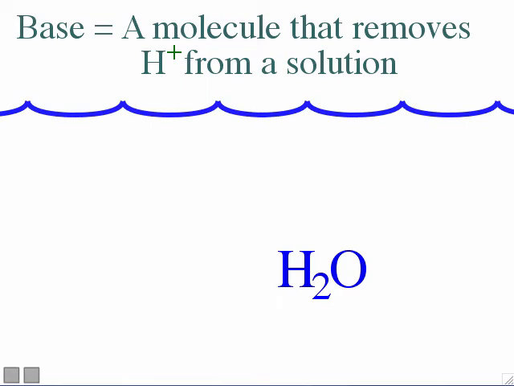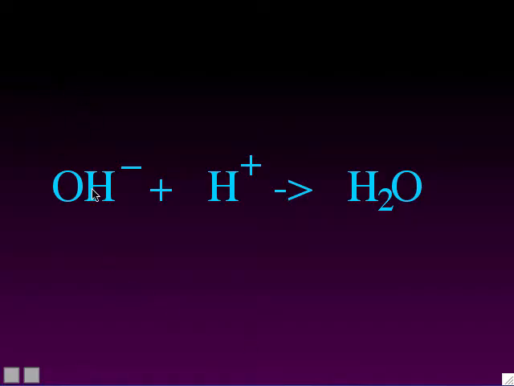Now we can write out what we just saw there as a chemical reaction, and here it is. The hydroxide ion reacted with the hydrogen ion in solution, and it turned into a water molecule. So I want you to be able, if I show you a chemical reaction, to recognize whether the molecule is an acid or a base.